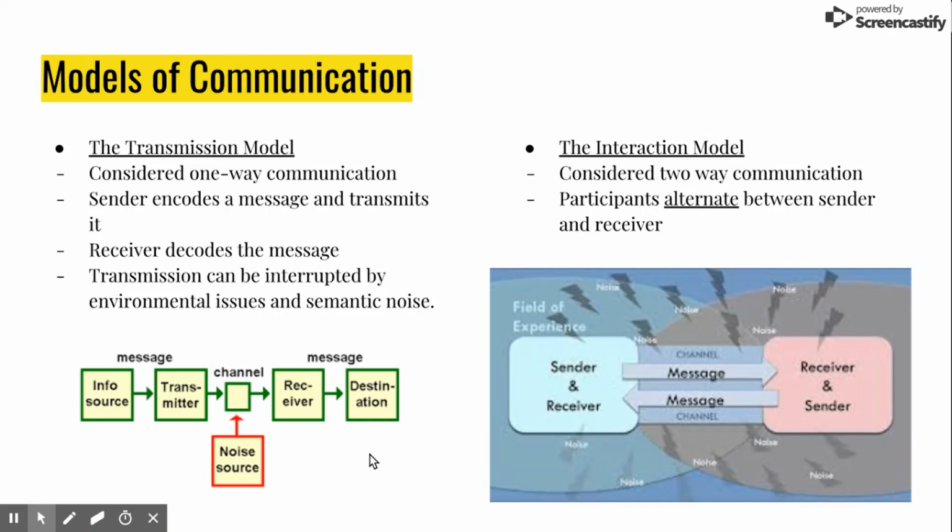Next, we want to move on to the interaction model. And this is considered two-way communication, so it's a little bit more sophisticated than the transmission model, and it leaves room for participants to alternate back and forth between sender and receiver positions. So there's definitely room for some feedback for the sender to give his feedback to the message and the receiver to also give his back to the sender. Now, however, this method does not account for how cultural and social contexts influence our communication. So there's no room for somebody in Japan to communicate with someone in America using this model.